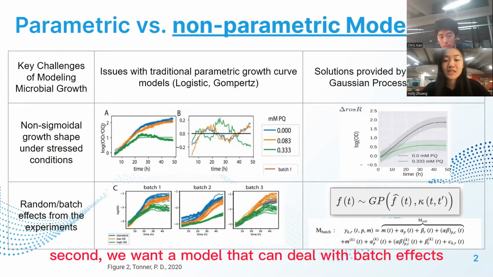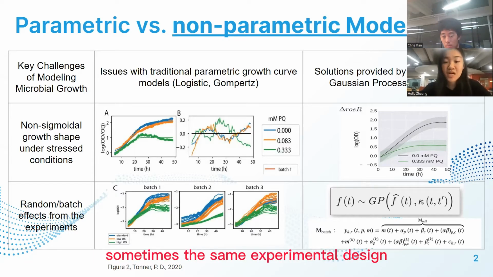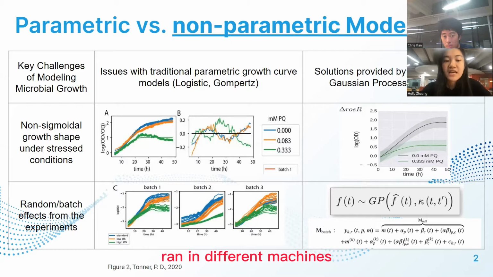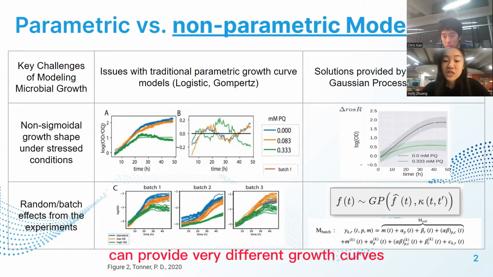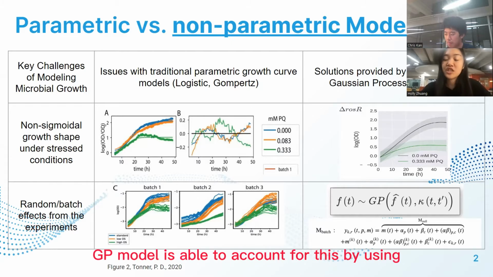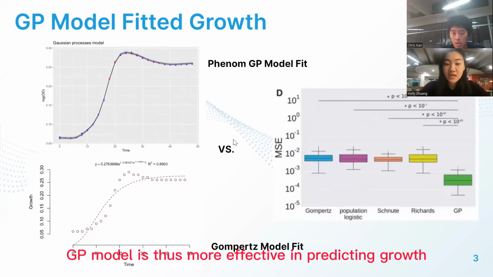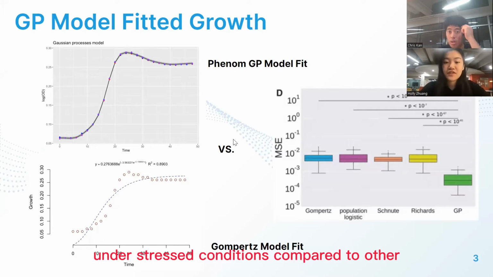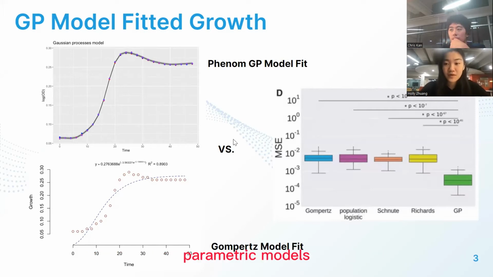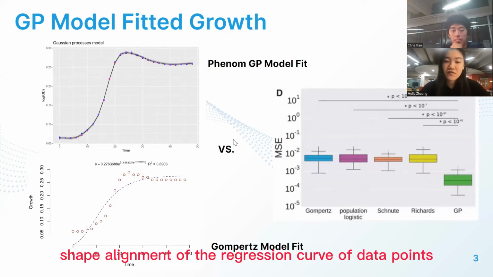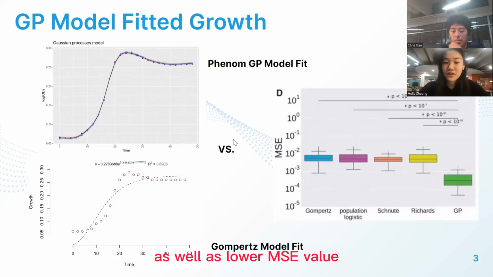Second, we want a model that can deal with batch effects. Sometimes the same experimental design run in different machines can provide very different growth curves. The GP model is able to account for this by using GP priors or kernel functions with kernel hyperparameters. The GP model is thus more effective in predicting growth under stress conditions compared to other parametric models, indicated by a better shaped alignment of the regression curve with data points, as well as lower MSE value.